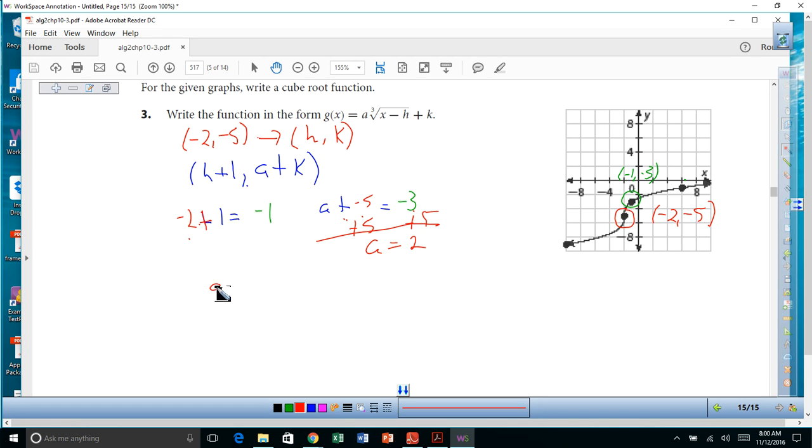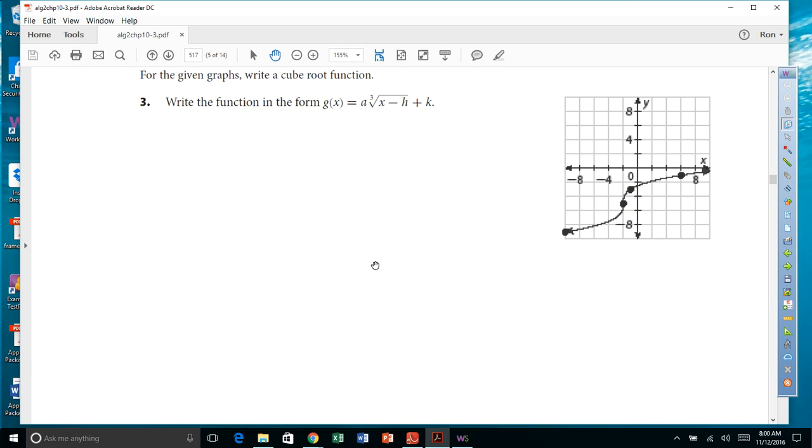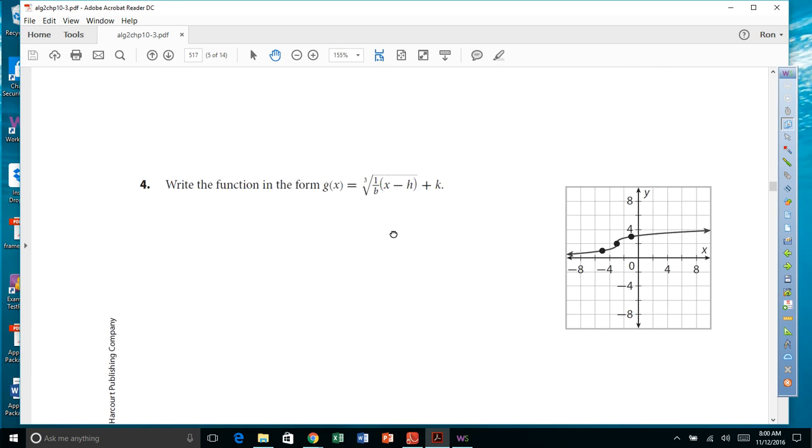Okay, so g of x equals 2 times the cube root of x minus, well, what was h? It was -2, so that's going to make it x plus 2, and then minus 5. Not too shabby. Let's try number 4.